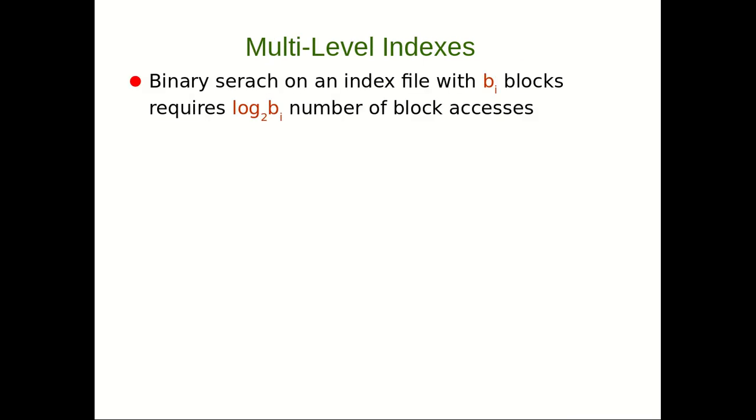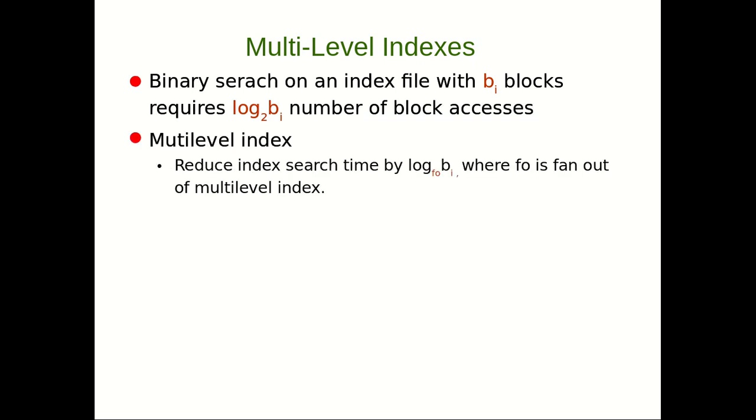Now what is next is multi-level index. Here you have seen secondary index and primary index. Now what do you mean by multi-level index? A binary search on an index file with BI blocks requires log base 2 of BI block accesses. Now a multi-level index reduces index search time to log base FO of BI, where FO is the fan-out of the multi-level index. In that sense you can have multiple levels of index. Such time is smaller if FO is greater than 2.